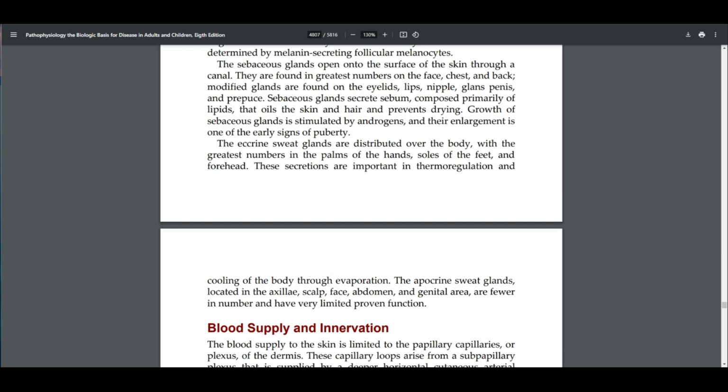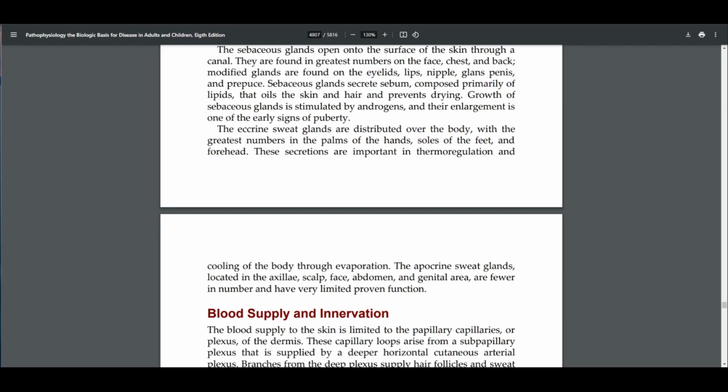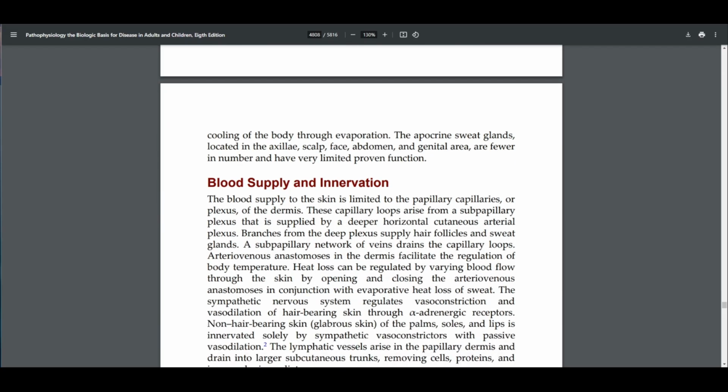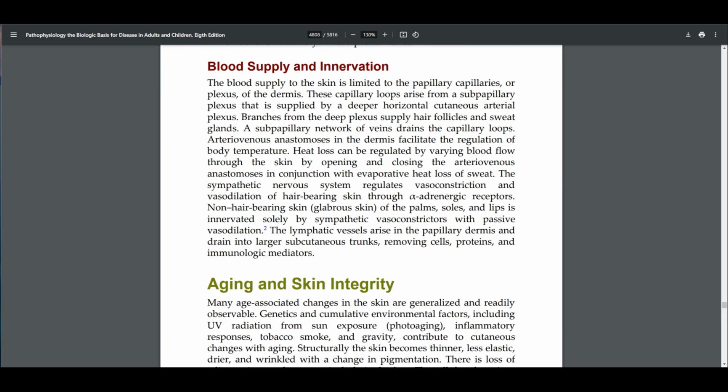The eccrine sweat glands are distributed over the body, with greatest number in the palms of the hands, soles of the feet, and forehead. These secretions are important for thermoregulation and cooling of the body through evaporation. The apocrine sweat glands, located in the axillae, scalp, face, abdomen, and genital area, are fewer in number and have very limited proven function. So, your blood supply and innervation.